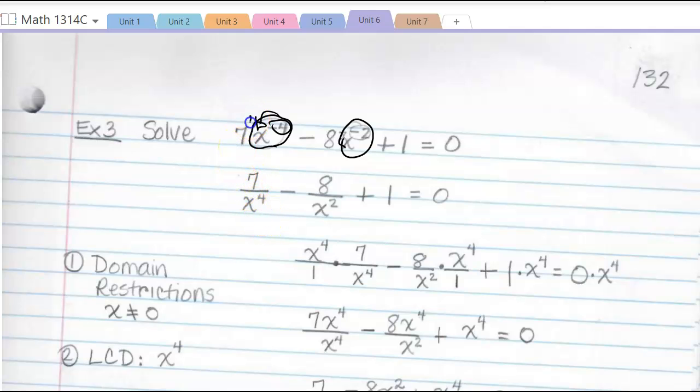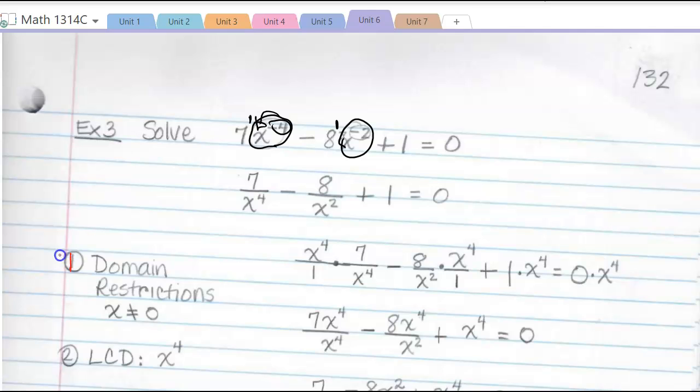That positive exponent of 1. Same thing happens here. The 8 has a positive exponent of 1, so it stays at the top. And x to the negative 2 becomes x squared in the denominator. So notice this also becomes a rational equation to solve.